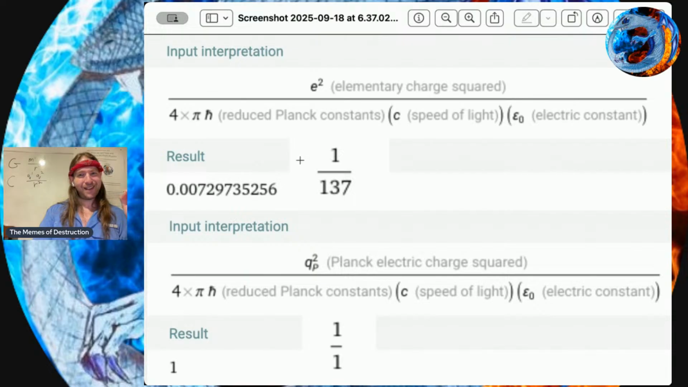But the long story is you're taking this constant of proportionality for electromagnetism. You just swap out one charge for the natural limit of charge, is the claim, and you get one.